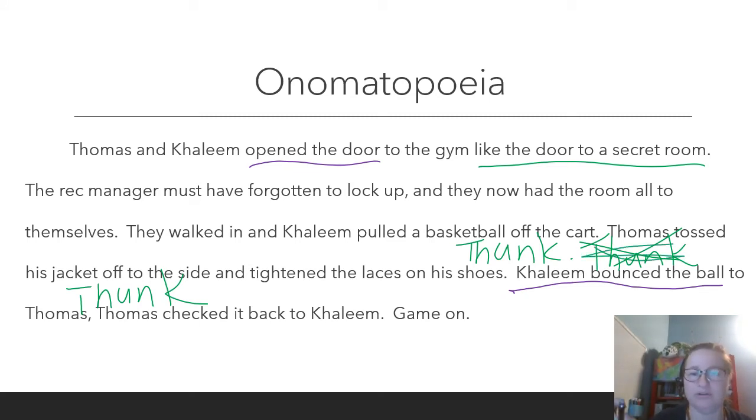So I changed my mind. I don't want two there. I want one here and one there. That makes my reader hear the same sound I'm hearing. All right, so that's one example of how I could use onomatopoeia in kind of like a sports story.